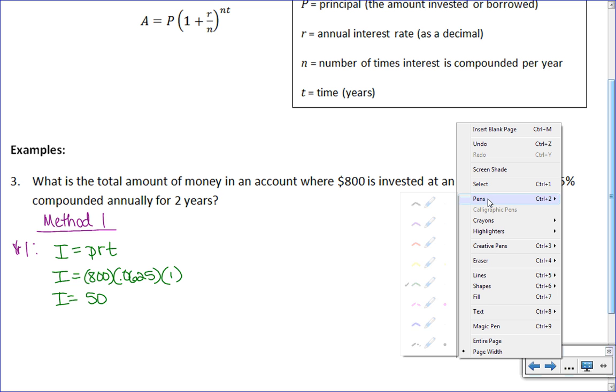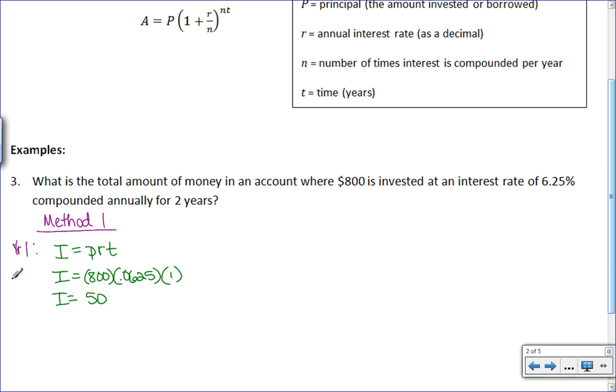Well, that amount will be added to the original amount invested. So we invested $800 and earned $50 in interest. So going into the second year, we have $850. So let's look at what happens in year 2.